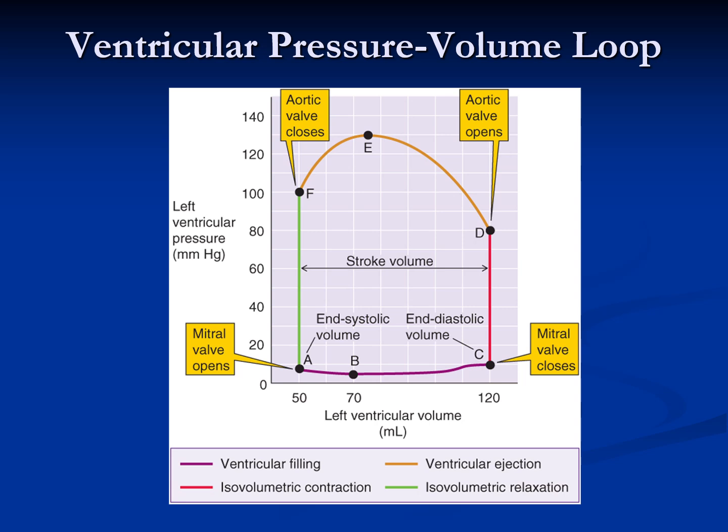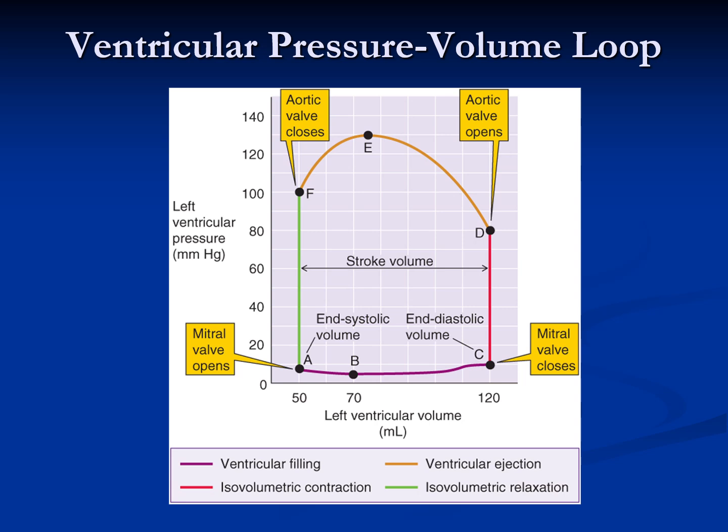The LV reaches its peak systolic pressure at point E, which is exactly the systolic pressure in the aorta, which in this example is 130 millimeters of mercury. And then the LV starts relaxing. So the LV pressure has reached this peak and it's now decreasing, decreasing, decreasing until it steeply drops below the aortic pressure at point F, which is where the aortic valve closes.